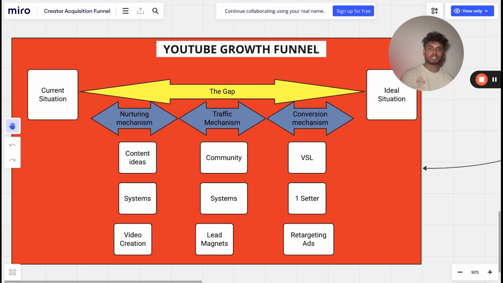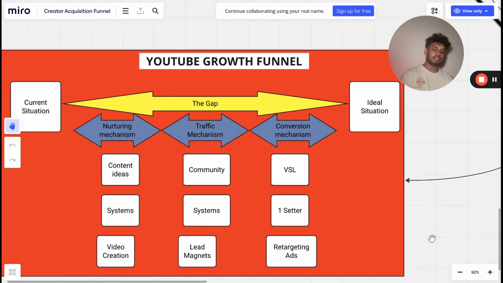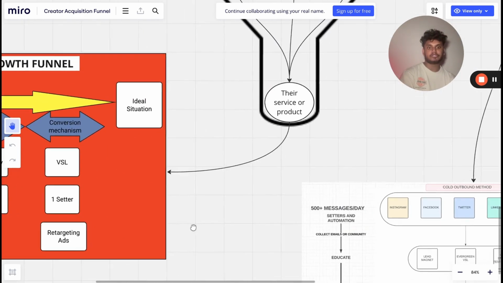Plus, when they are in your community, they are also gaining more trust, because as they are in your community, they would be getting nurtured through your lead magnets, through your VSLs, through your other tools and assets, so that they will build more trust in your service. And eventually, you also have a conversion mechanism, which is placing a setter, doing retargeting ads, doing weekly VSLs or webinars where you are explaining your services in detail, and in the end you are giving the call to action to buy your main high ticket service or product.